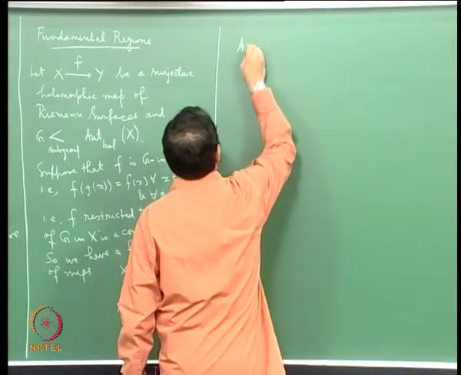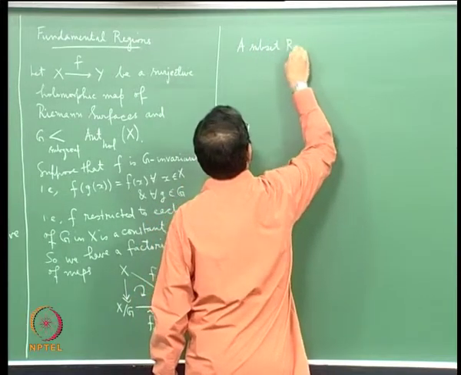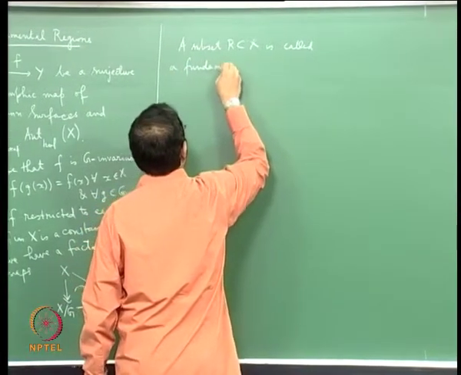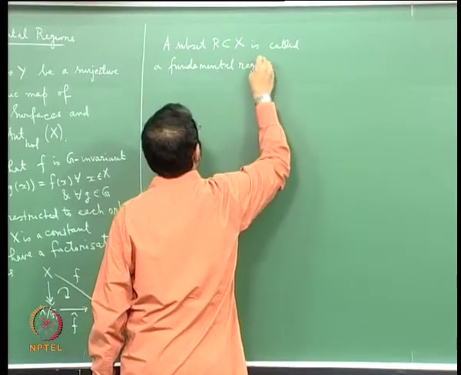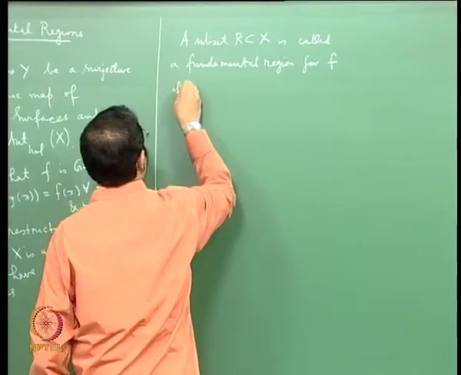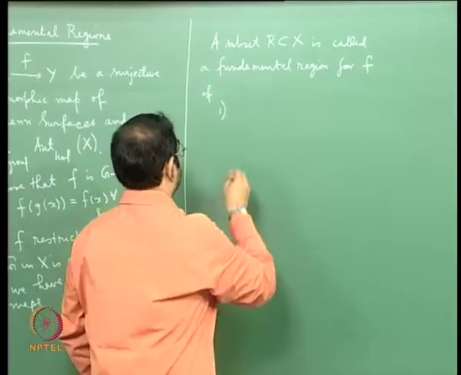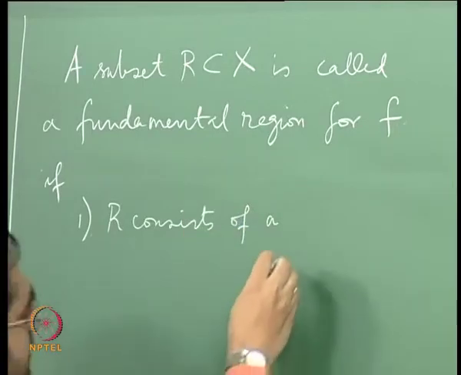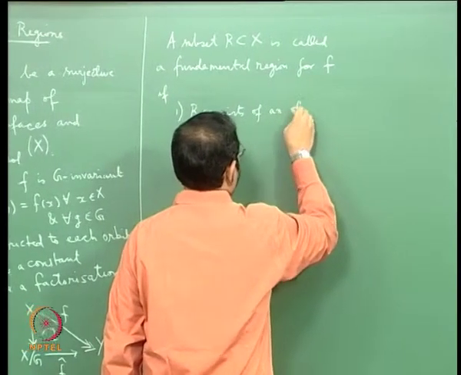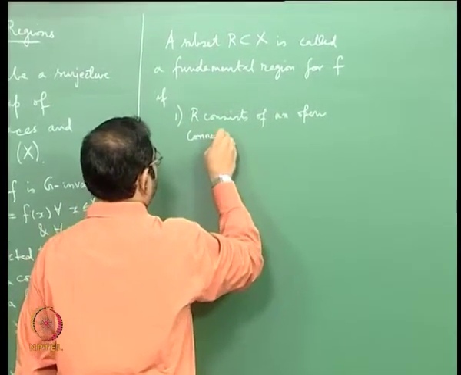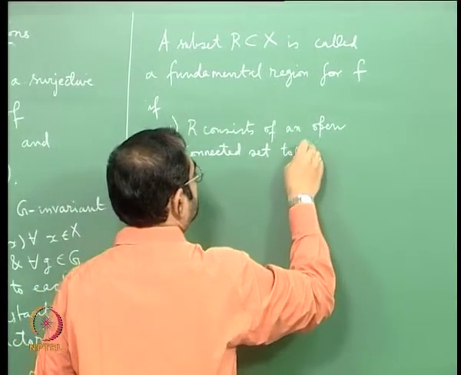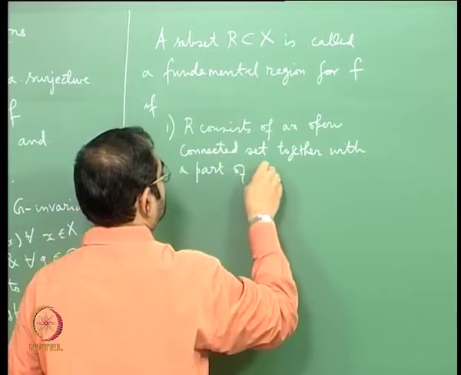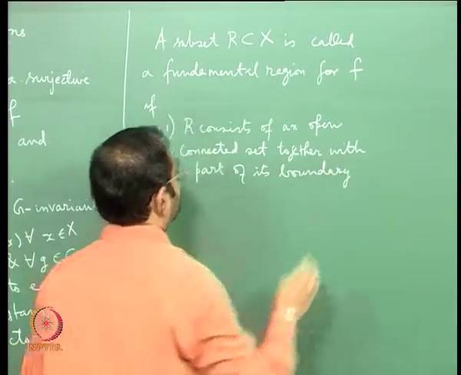So a subset R of X is called a fundamental region for f if, number one, well, let me write the following: R consists of an open connected set together with a part of its boundary. That is the first condition.